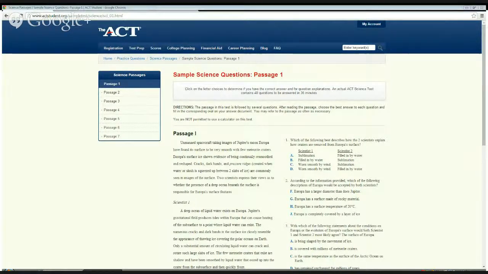Now the directions say, The passage in this test is followed by several questions. After reading the passage, choose the best answer to each question and fill in the corresponding oval on your answer document.